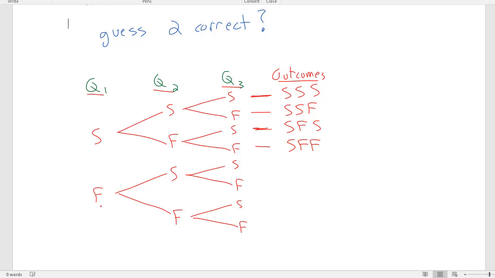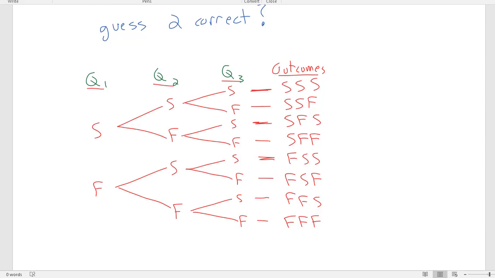And then I have coming off this branch, right, I'm going to move backwards: failure, success, success. And then I'm going to have failure, success, failure. Then failure, failure, success. Then failure, failure, failure. All right, so there are 8 possible outcomes in our sample space, and that should make sense, right?